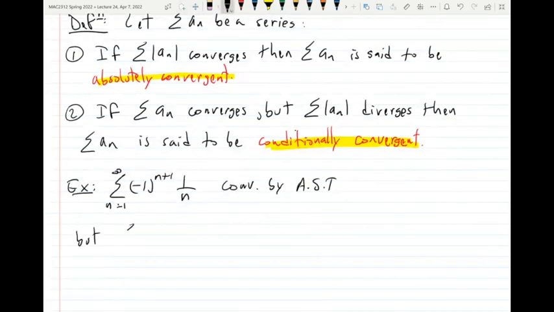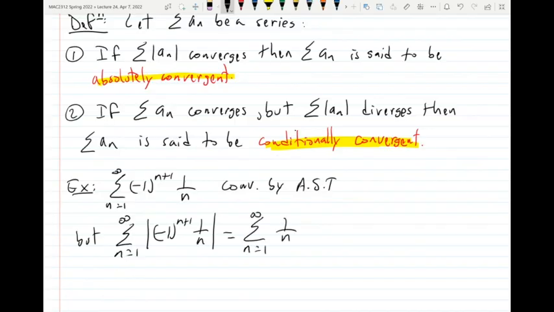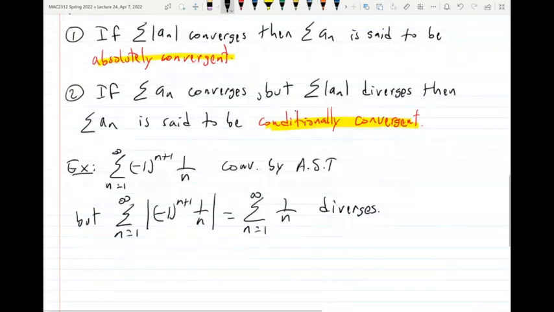But what happens when we look at the series of absolute values? Basically, by taking absolute value, all we're doing is removing this plus or minus behavior, right? So we basically get the harmonic series. Yes? And what do we know about this? It diverges. So the original series, what type of convergence does it have? Conditional. It's not absolute, it's a conditional convergence.